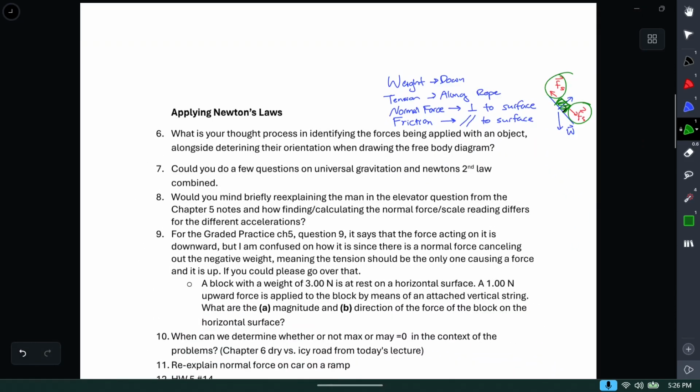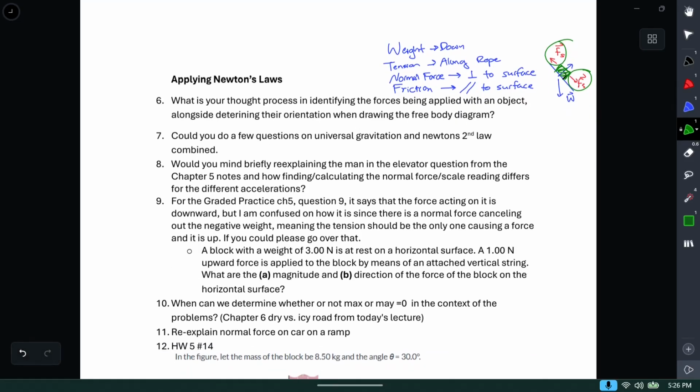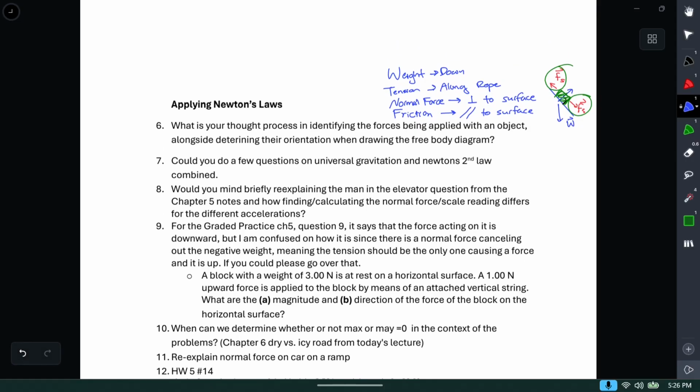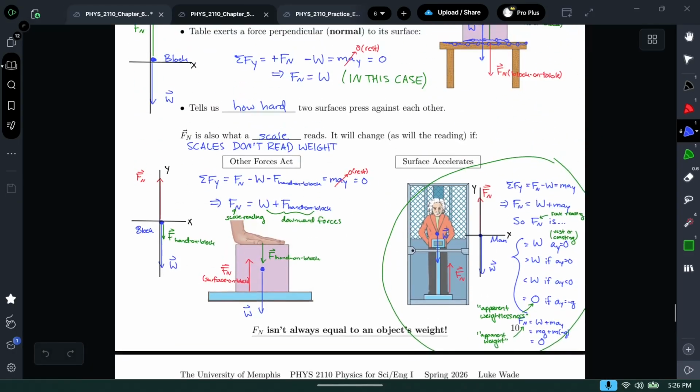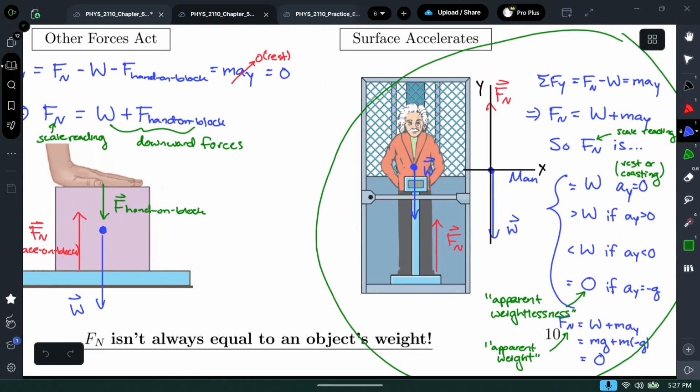All right, a few questions on universal gravitation, second law. So I had mentioned I won't do something over universal gravitation. It'll just be weight is mg. Re-explain the man in the elevator question from the chapter 5 notes. I will do that. Okay, so the actual free body diagram we already did.